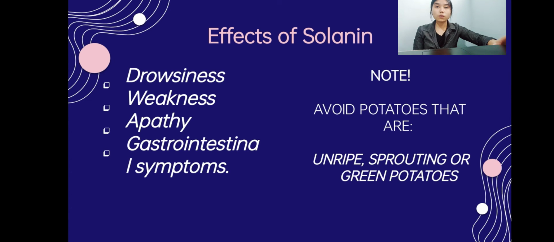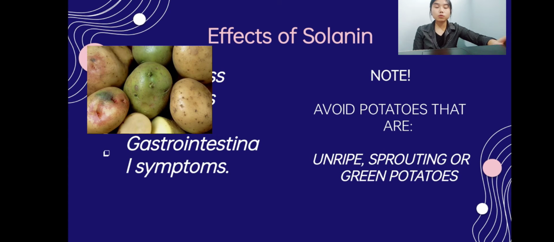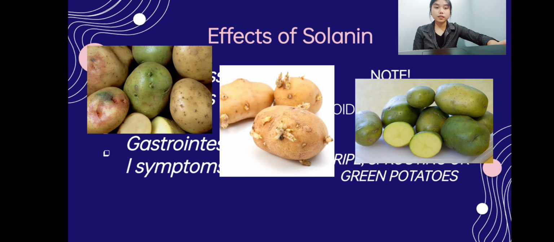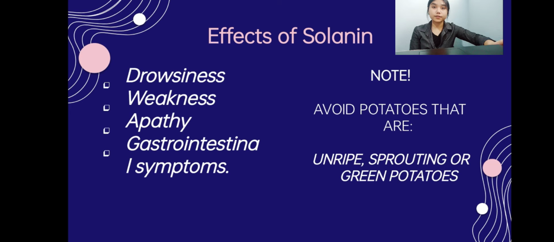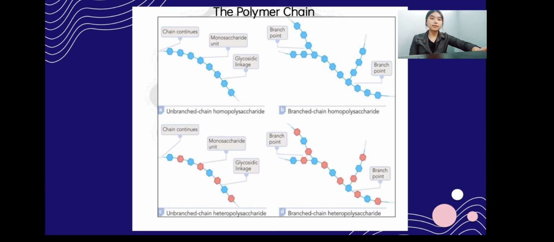And also, it is a staple food in many countries, but if you're going to buy or pick some potato, please avoid potatoes that are unripe, sprouting, or green in color. Those 3 characteristics of unsafe potatoes indicate they contain toxic alkaloids. So this is the structure of the polymer chain.